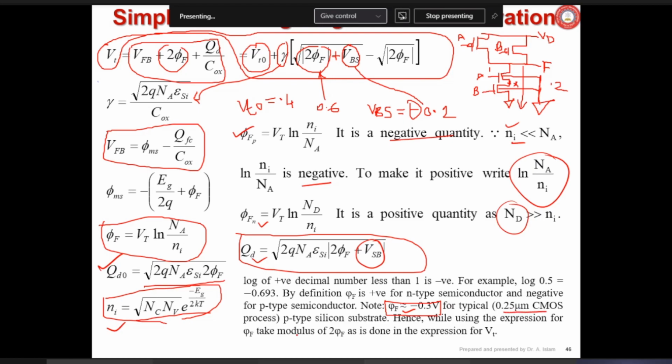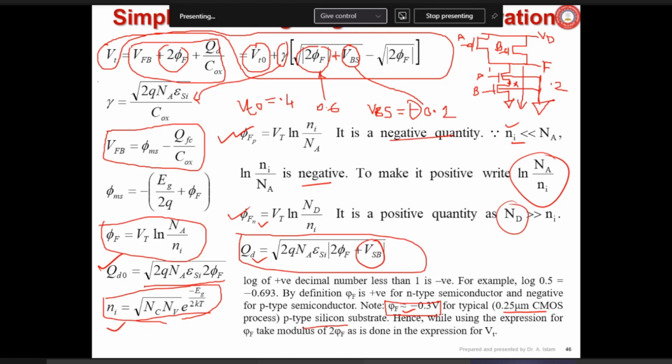For a P-type substrate, is it going to be phi N or phi P? Tell me quickly. Phi P. Phi N, sir, because we use a P-type substrate in NMOS. NMOSFET, yes. Good.